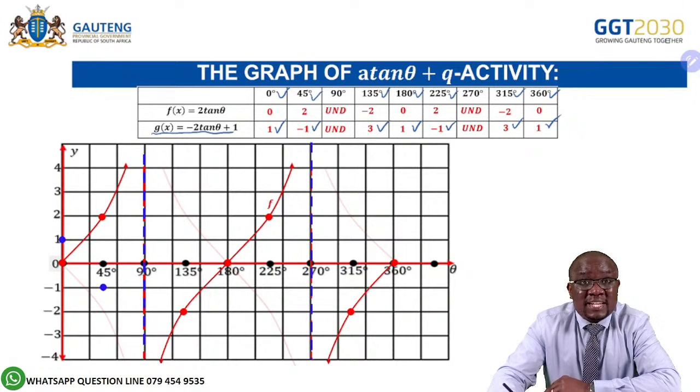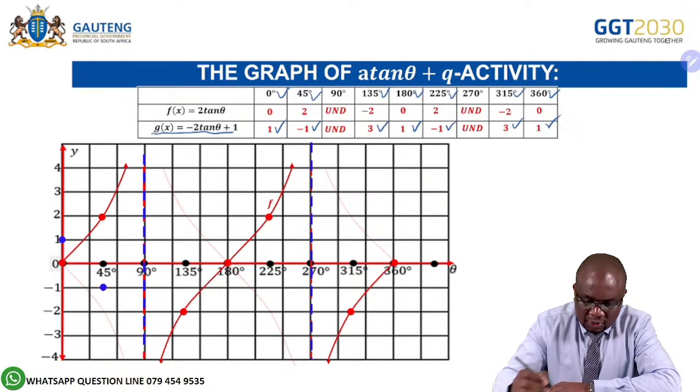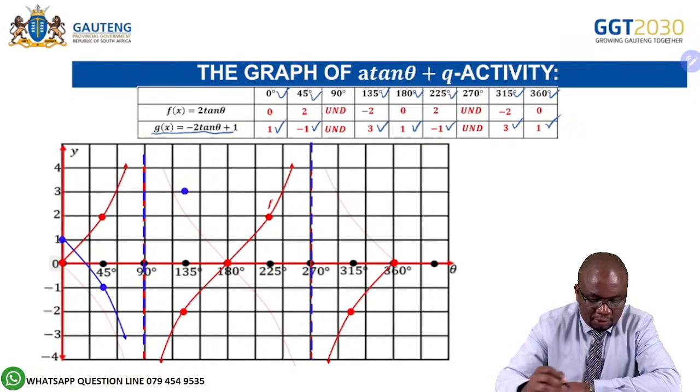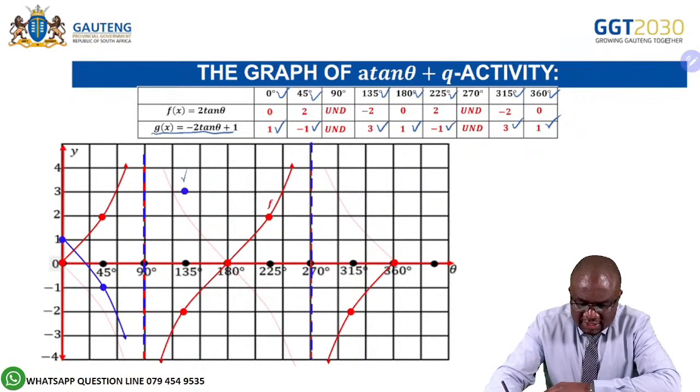You can plot as I show you. If it's wrong, you can correct as I show you. And then 135 goes with 3. We're using the table. 135 degrees goes with 3. Oh, I drew the arm there. 135 goes with 3. There it is at the top there. And then 180 goes with 1. Okay, see that? And then 225 goes with negative 1.